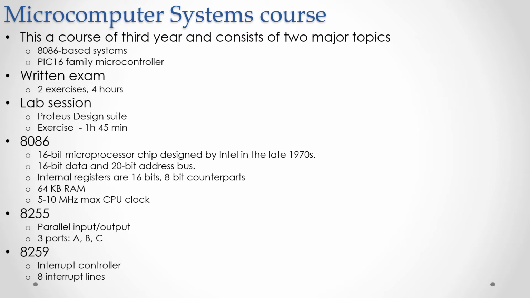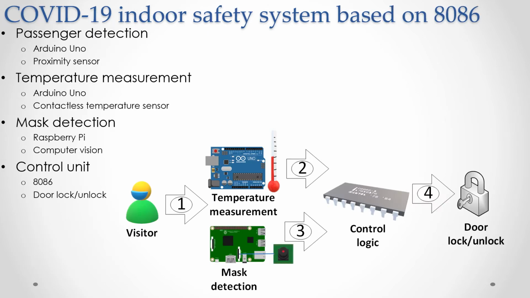The course covers several additional components, such as 8255 for parallel input and output and 8259 interrupt controller. In this paper, I focus on the first part of the course related to 8086 based systems, and I will show you the practical example which leverages both 8255 and 8259. The first exercise example is a COVID-19 indoor safety system based on 8086 architecture aimed at the Microcomputer Systems course.